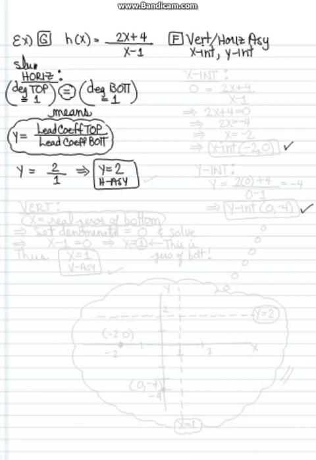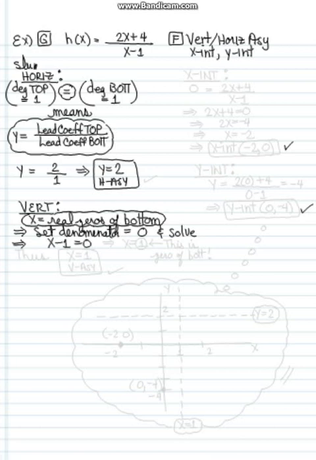Next, we'll find the vertical asymptote. It's just that x equals the real zeros of the bottom. All right, the real zeros of the denominator. So we're going to set the denominator equal to 0 and solve. So the bottom is just x minus 1, it's equal to 0. And when we solve for x, we get x equals positive 1.